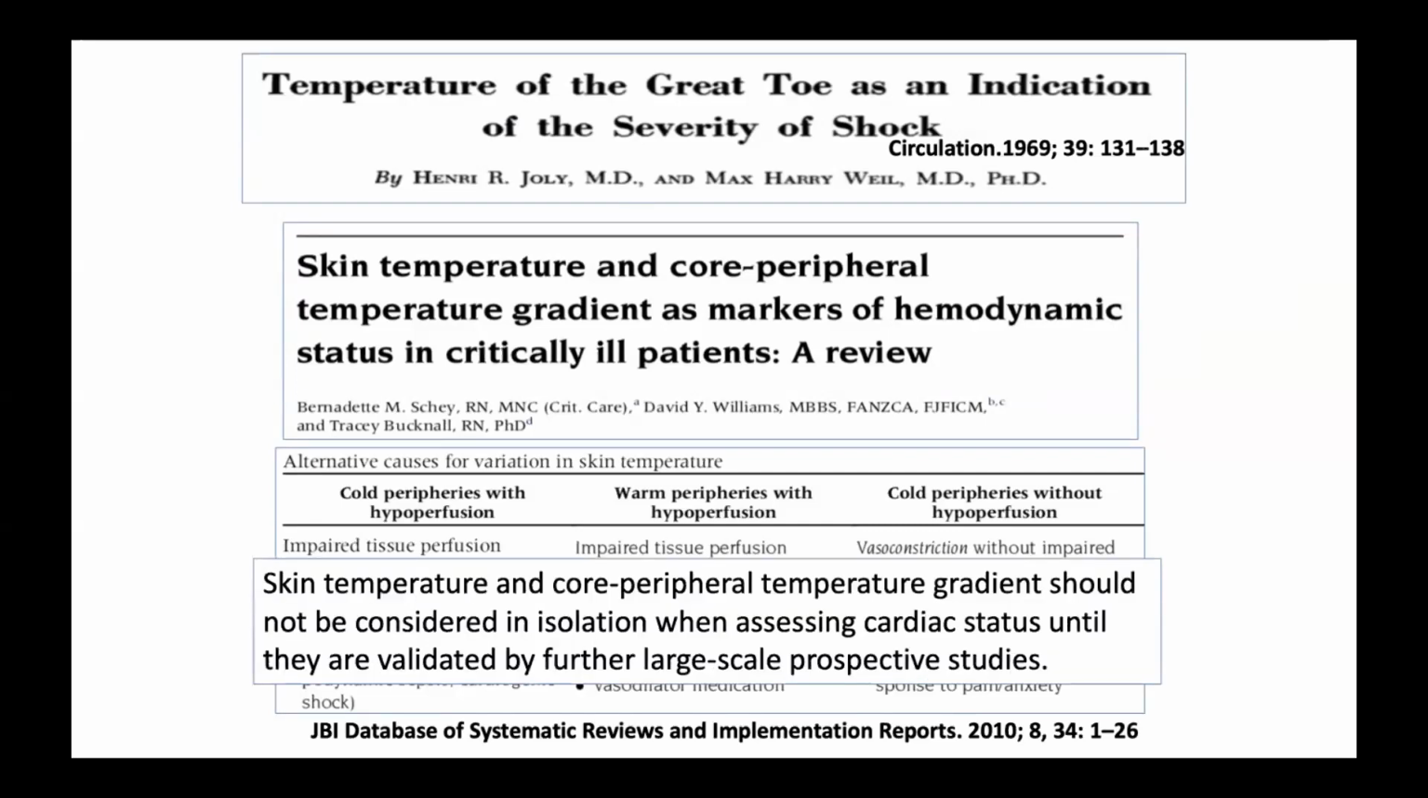So if you get a low skin temperature or a high core peripheral temperature gradient, it should not be considered in isolation when assessing cardiac status until these are validated by further large-scale prospective studies.